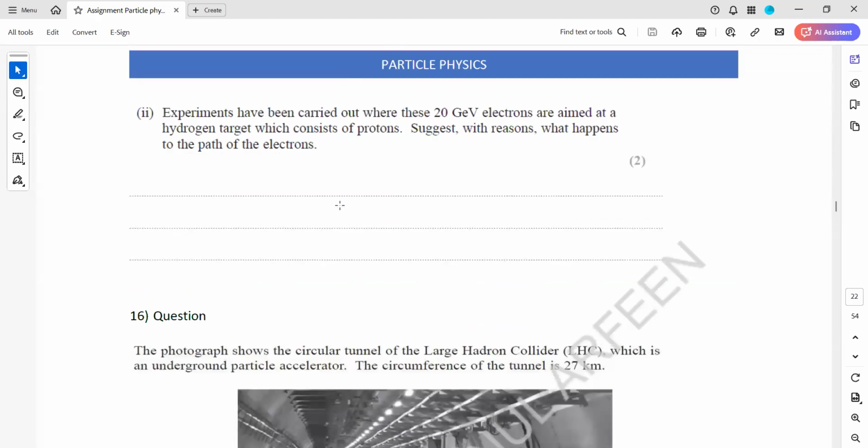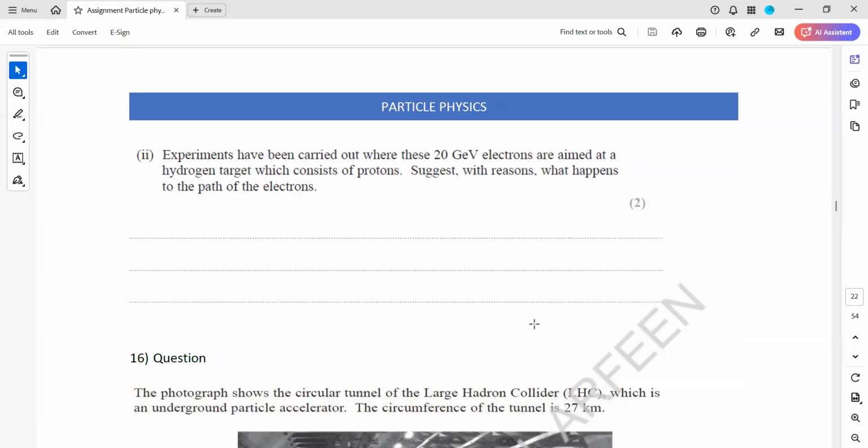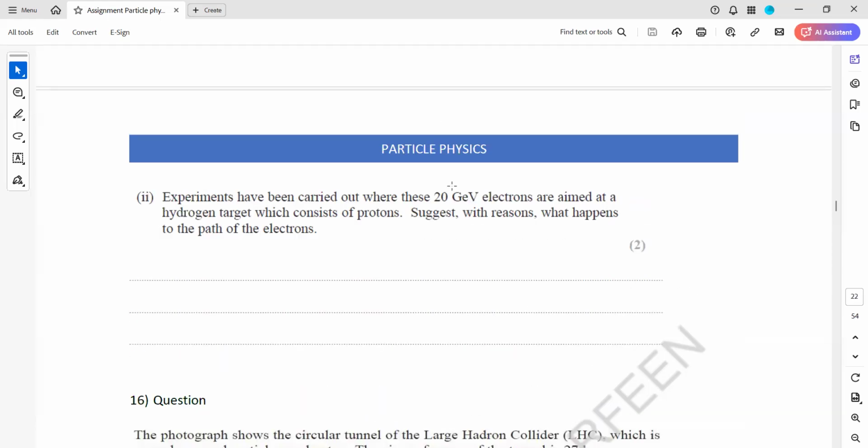In experiments have been carried out where these 20 giga electron volt electrons are aimed at a hydrogen target, which consists of protons. Suggest with a reason what happened to the path of these electrons. Yeah, the term relativistic means closer to speed of light. It's not the same as the speed of light, but yes, it is closer to the speed of light. So what will happen if we have this 20 giga electron volt electron?